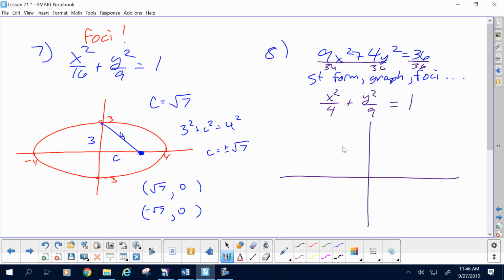How far do I go right, left? 2. How far do I go up, down? 3. Is this a major axis vertical or a major axis horizontal? Vertical. So when I go to put the foci, should they be on the x-axis or the y-axis? Y-axis, because it's the longer one. Always put them on the longer one. Connect to the end of the shorter one. Label the sides. You know 2 is the short side.